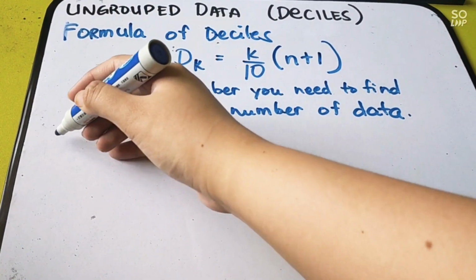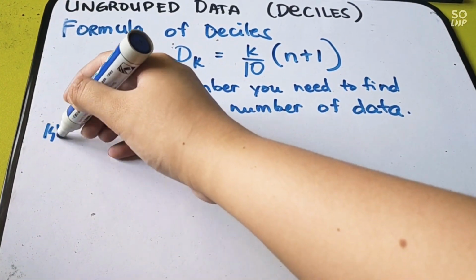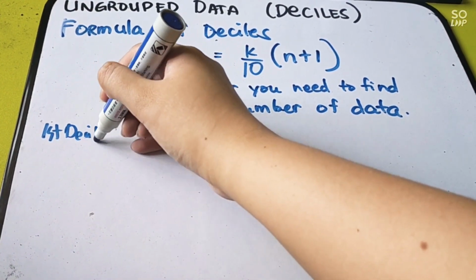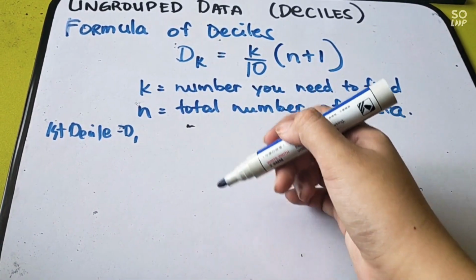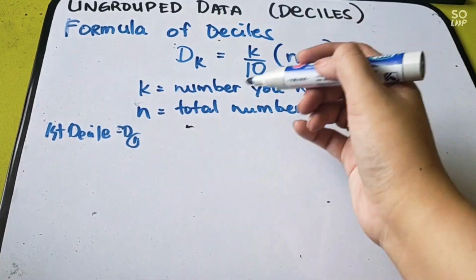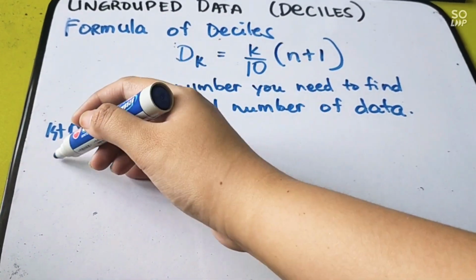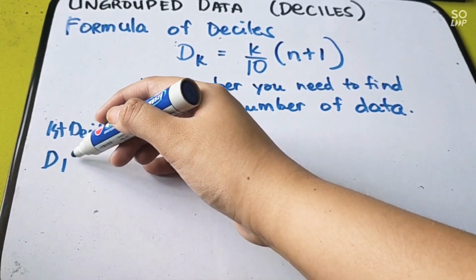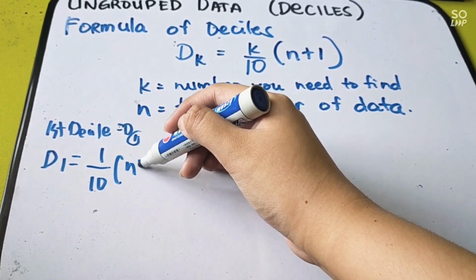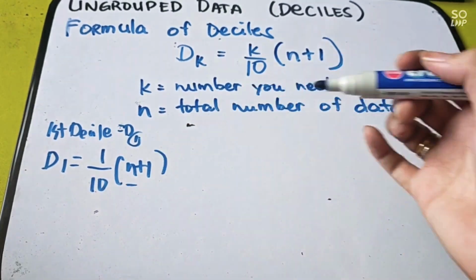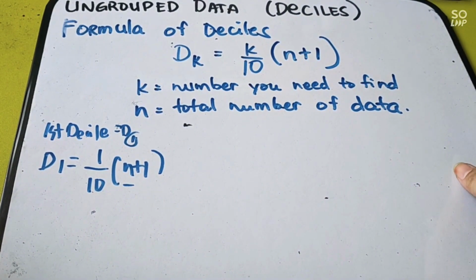So, for example, find the first decile. First decile daw ang hinahanap mo. Since first decile, this is d sub 1. So, yung pinaka 1 mo, that is your k. So, your formula for decile 1, we have here d sub 1 is equal to 1 over 10 times n plus 1. Depende kung ilan yung given data mo.